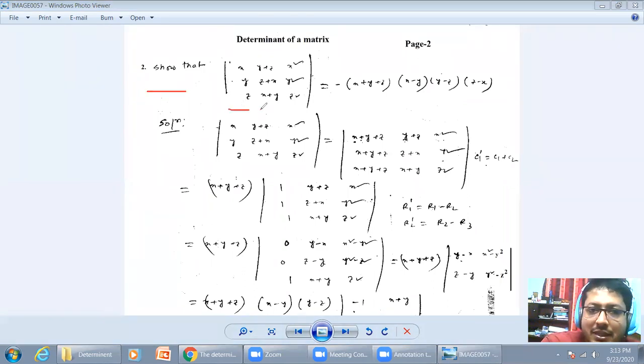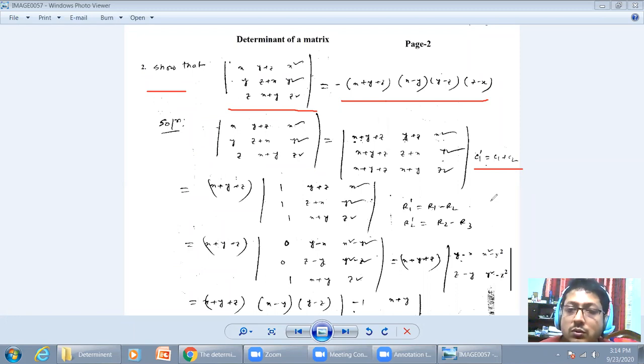Show that the determinant of this matrix equals minus (x plus y plus z) into (x minus y) into (y minus z) into (z minus x). Now we can apply this rule, C1 prime, that means new column 1 equals old column 1 plus old column 2, plus column 3. So column 1 becomes x plus y plus z, and again y plus z plus x, z plus x plus y, each equal to x plus y plus z.